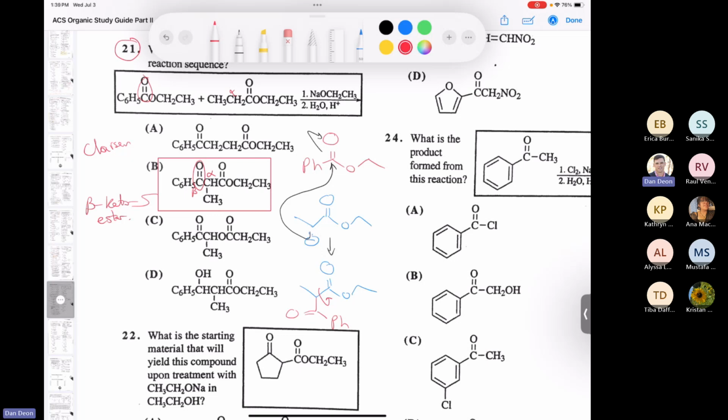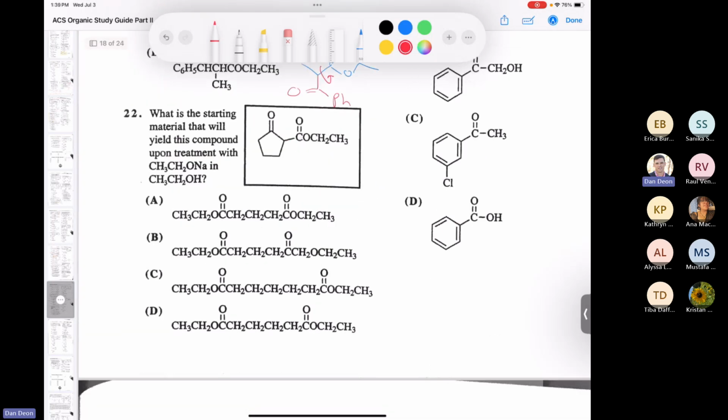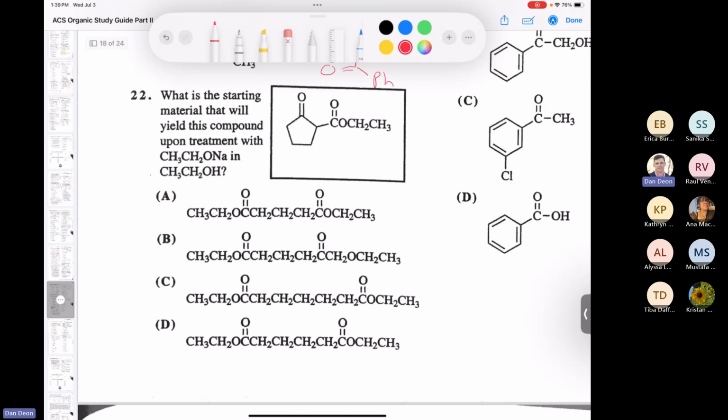All right. Let's see. Number 22. What's that one about? How to win friends and influence people. No, it's got nothing to do with that. It says, what is the starting material that will yield this compound upon treatment with sodium ethoxide in ethanol? So if we take a look here, this comes from an intramolecular Claisen, which is a Dieckmann cyclization. And so this is our alpha carbon, this is our beta carbon. So that's where we're going to make our disconnect, we're going to break this apart here.